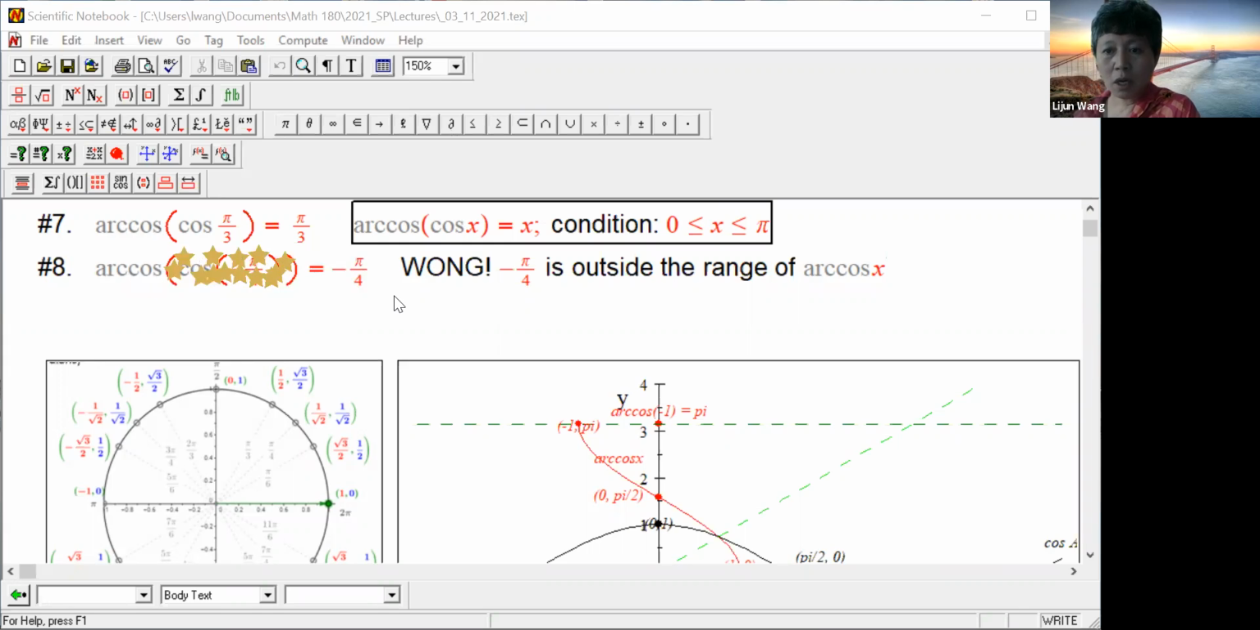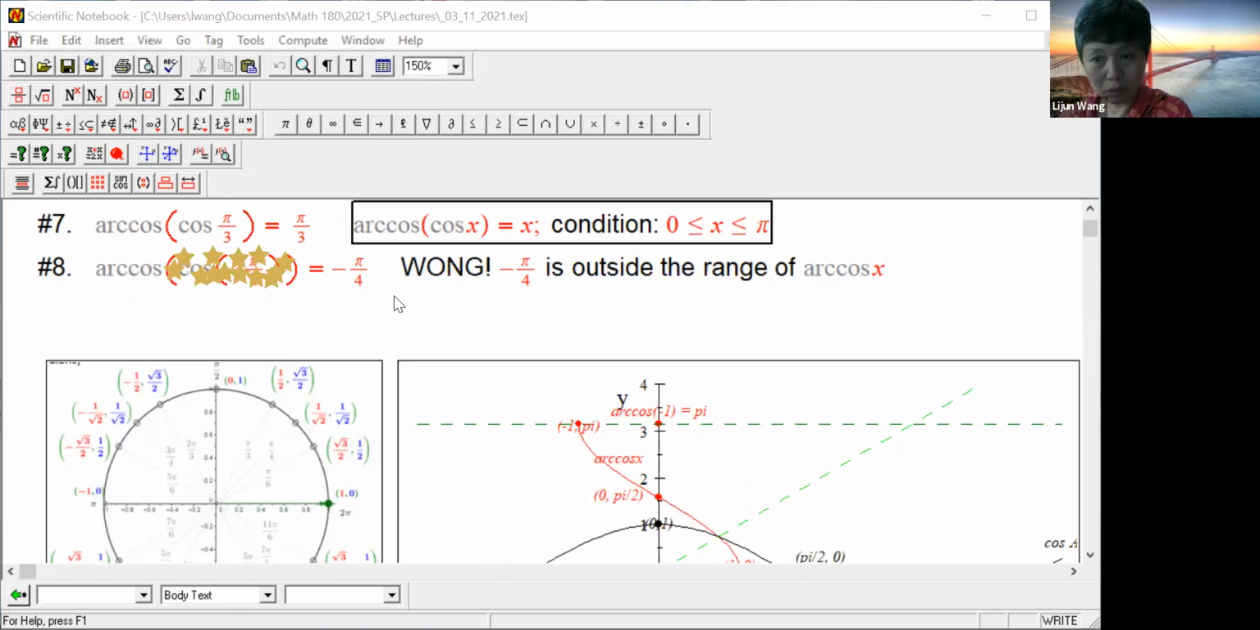Arc cosine is a little bit different from arc sine, okay? The range of arc sine is between negative pi over 2 to pi over 2, but arc cosine's range is between 0 to pi. And the same differences exist between arc tangent and arc cotangent. Arc tangent is between negative pi over 2 to pi over 2 exclusive, and arc cotangent is between 0 to pi exclusive. Make sense? Do you guys follow me?